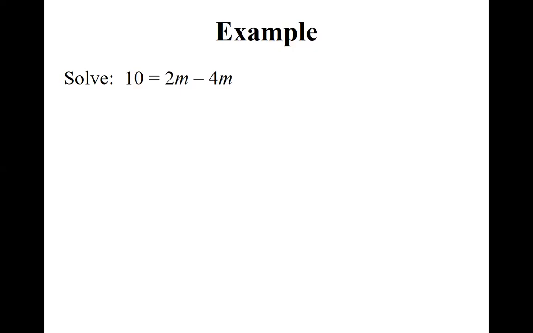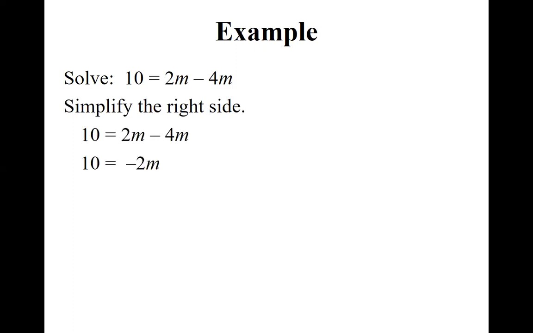Another one, 10 equals 2m minus 4m. Let's look at the left side and let's look at the right side. Make sure there isn't anything to simplify first, that there aren't any like terms that we can combine. Looking at the left side, we have 10. Can't do anything to 10. 10 is 10. On the right side, we have 2m minus 4m. We can combine like terms. 2 of them minus 4 of them is negative 2 of them. So 2m minus 4m is negative 2m.